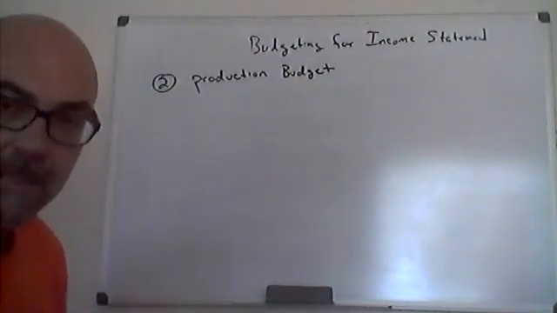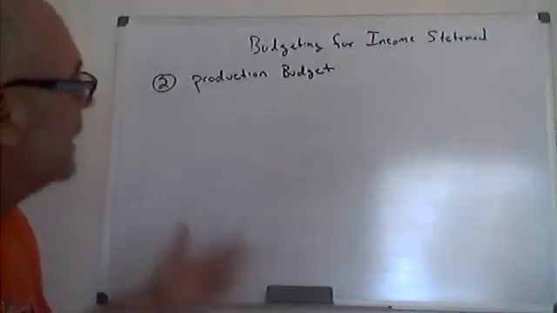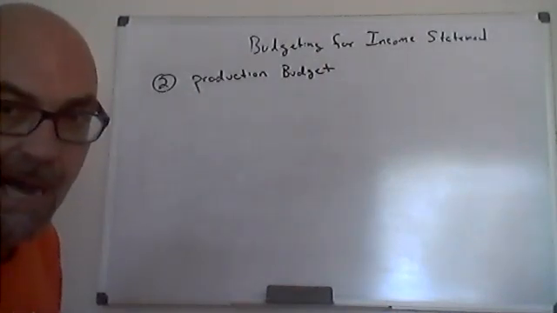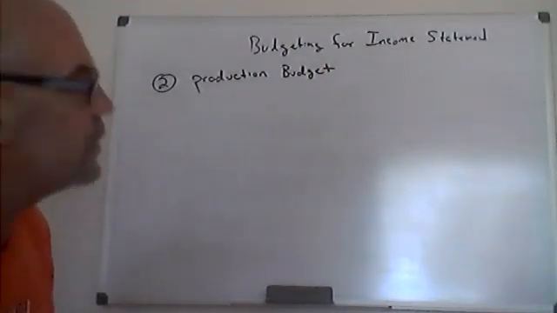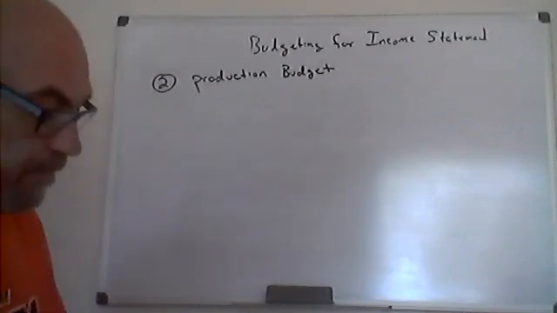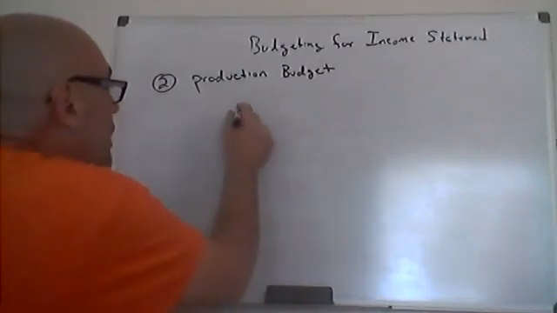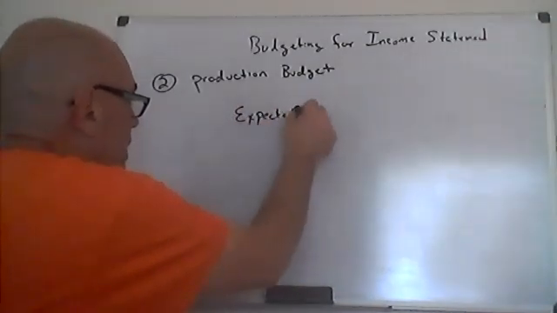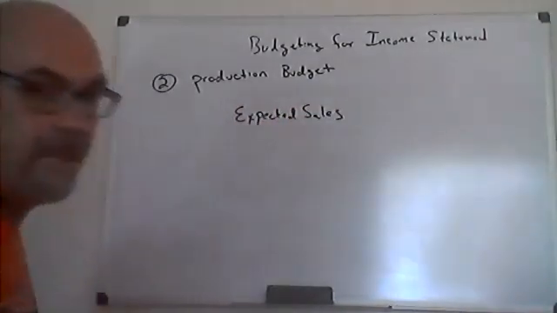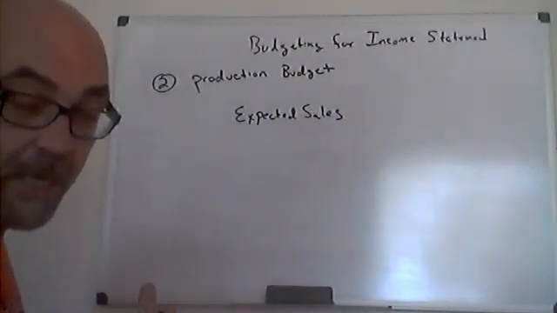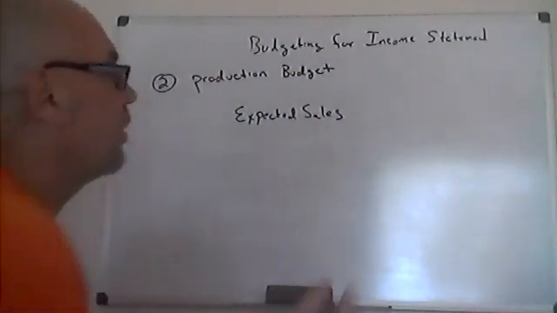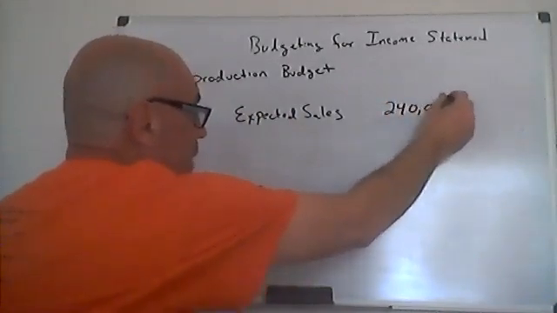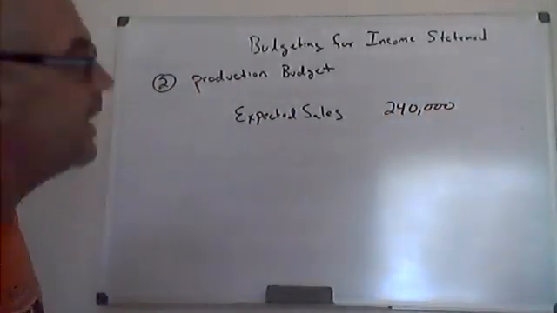Our second step in the master budgeting project for the income statement is to do a production budget. This is where we're going to find out how many goods we're going to have to produce during the period. Okay, so start with our expected sales. We just figured that out in step one: we expect to sell 240,000 units.